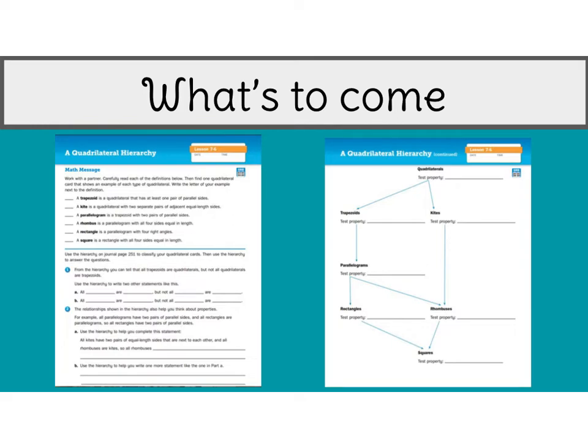You may have noticed that this hierarchy is quite different from the one that we previously did with triangles. It's a bit more complicated, and we have what is called a branched hierarchy, and that is when we have a category that has more than one subcategory. So for example, quadrilaterals has two subcategories, right? It has trapezoids and it has kites. So you can see that this one is just a little bit more complicated and is going to require a little bit more thought.